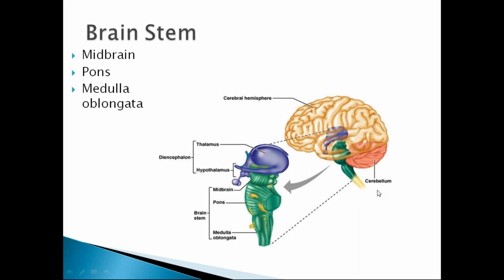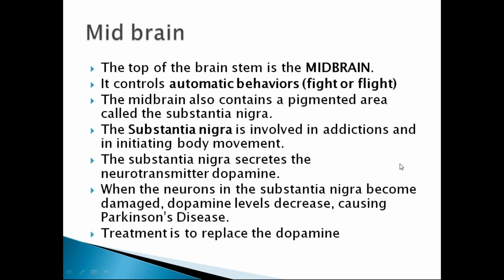Now let's go into the brainstem. The brainstem consists of the midbrain, which is here, pons, and the medulla oblongata. And you see it right over here. They are anterior to the cerebellum. And they're posterior, leading to the spinal cord. Midbrain. The top of the brainstem is the midbrain. It controls automatic behaviors like fight or flight.